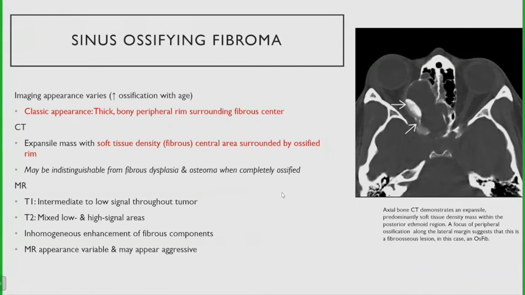Other TDs are sinus ossifying fibroma. Imaging appearances vary. The classic appearance is a thick, bony peripheral ring surrounding a fibrous center. This is the fibrous center, and this is the peripheral ossified part, a thick bony peripheral ring surrounding it. Expansile mass with soft tissue density, central area surrounded by an ossified ring, may be indistinguishable from fibrous dysplasia and osteoma when completely ossified.